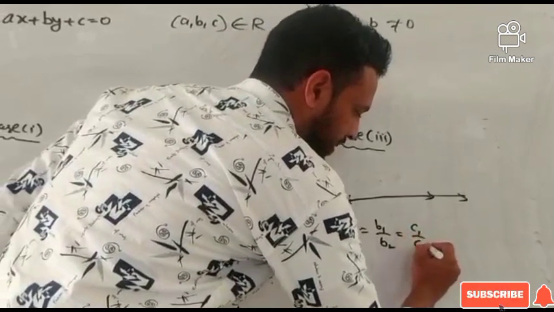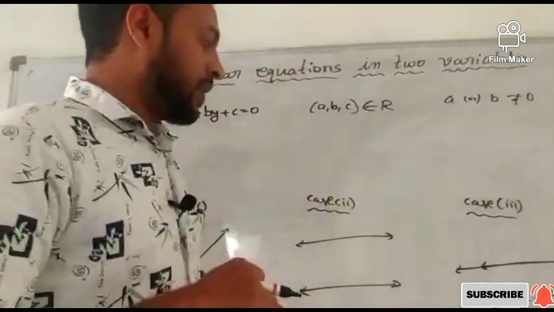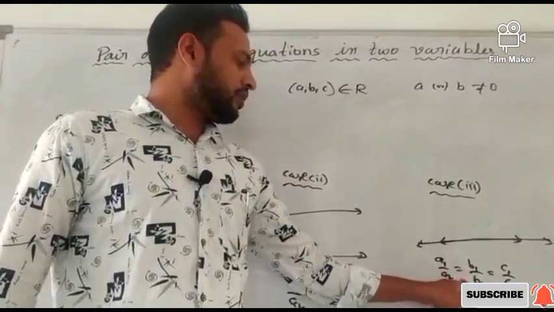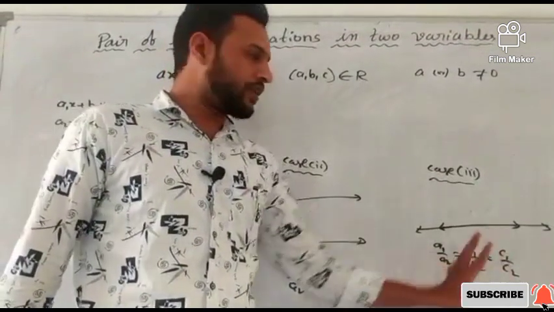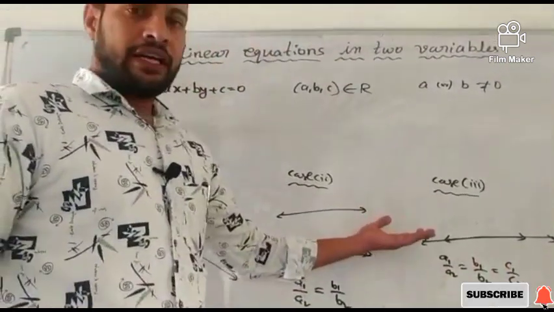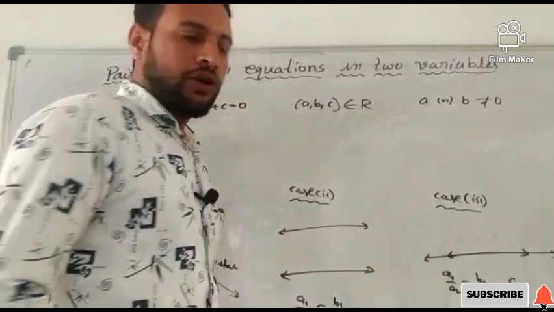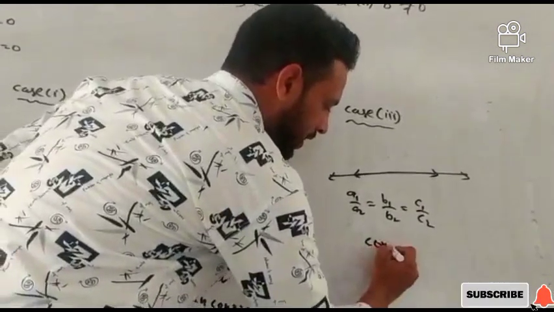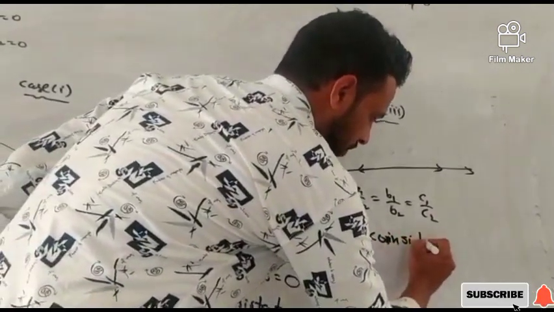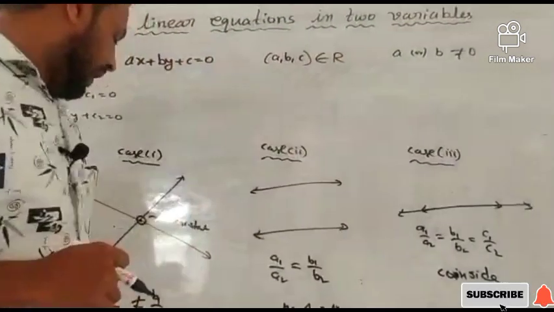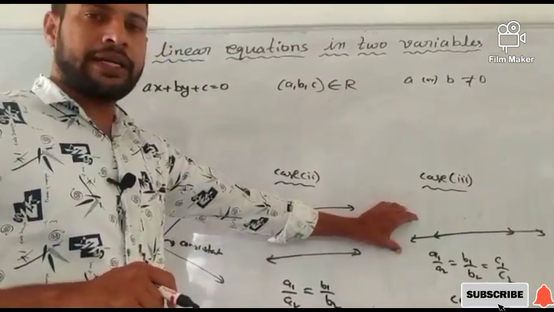Okay. So come to the third point, that is if a1 by a2 is equals to b1 by b2 is equals to c1 by c2. See here, all are equal. a1 by a2 is equals to b1 by b2 is equals to c1 by c2. Then the lines are said to coincide. What we can say? Coincide.